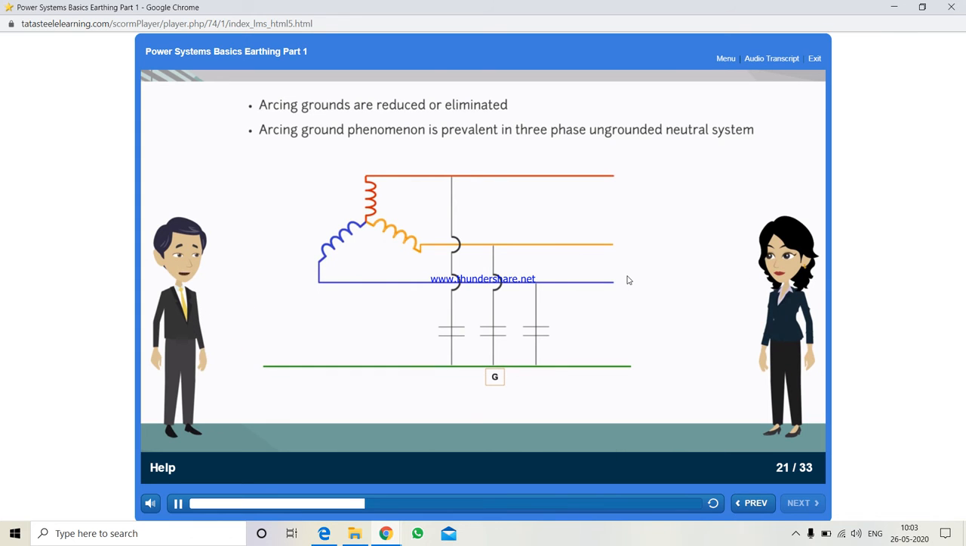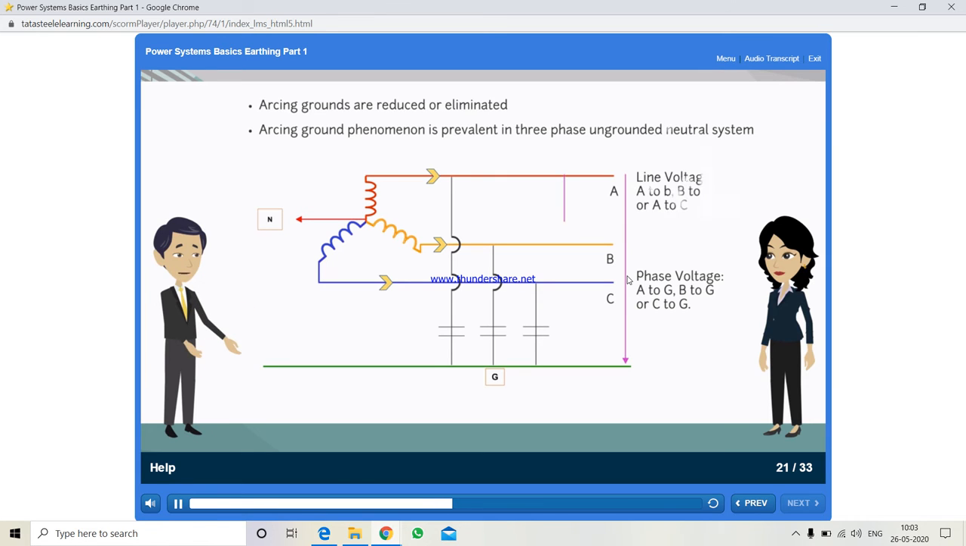Now let us understand further with the help of this diagram. Say, there are three phases, phase A, phase B and phase C with a neutral here. It is important to know that the voltage between any phase and neutral is referred to as phase voltage. For example, phase A to neutral, phase B to neutral and phase C to neutral. Similarly, the voltage between two lines is called line voltage. For example, A to B, B to C or A to C.